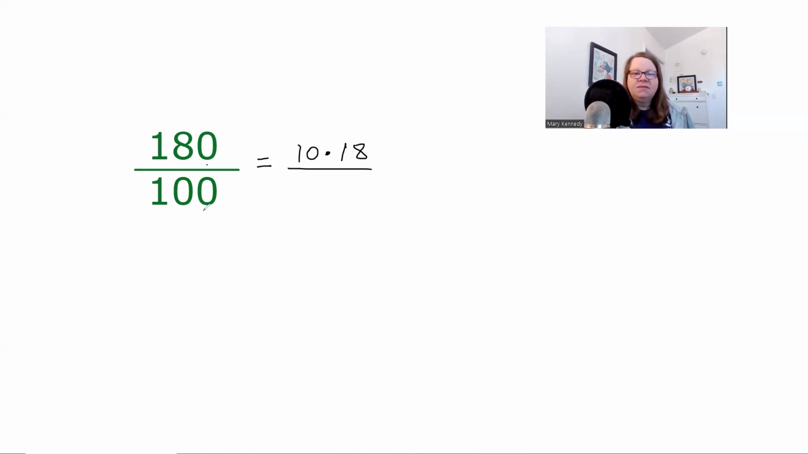Okay, and 100, the same rule applies, but we could do 10 times 10. I like that because I know that these 10s divide to equal 1. So that leaves me with 18 over 10. So suddenly I've gone from this huge 180 over 100 down to 18 over 10. That's a lot easier to sort of get my mind wrapped around.